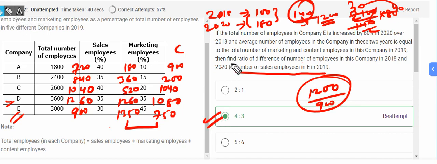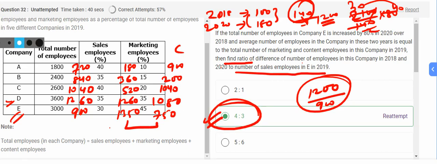And this was the requirement of the question. Okay, this was what the question was asking, so we have reached the correct answer. Okay, now move to the next question.